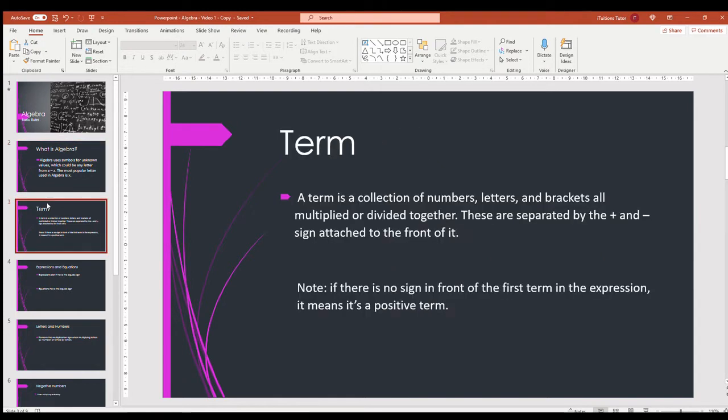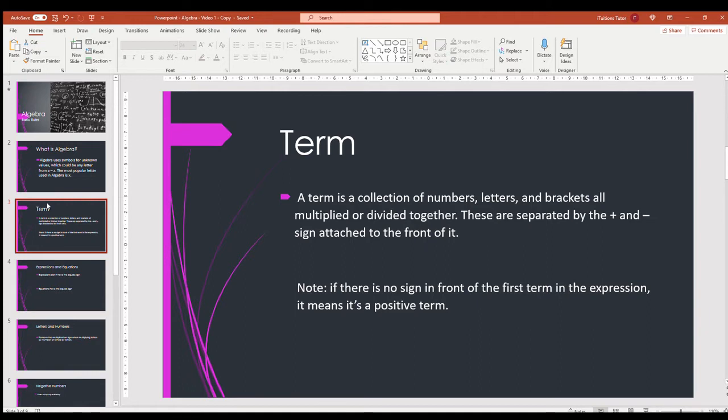Before you can do anything with algebra, it's important that you understand what a term is. A term is a collection of numbers, letters and brackets, all multiplied or divided together. These are separated by the plus or the minus sign attached to the front of it. If there is no sign in front of the first term of the expression, it means it's a positive term.